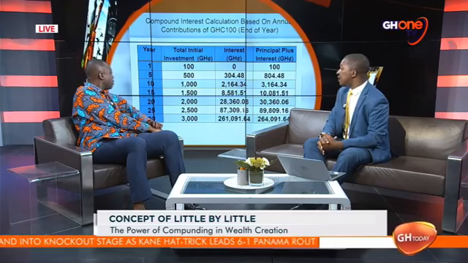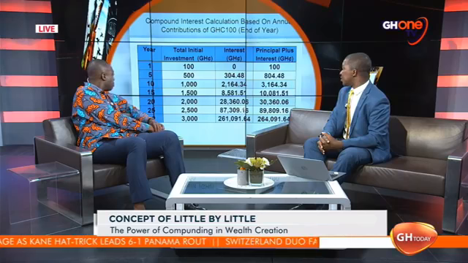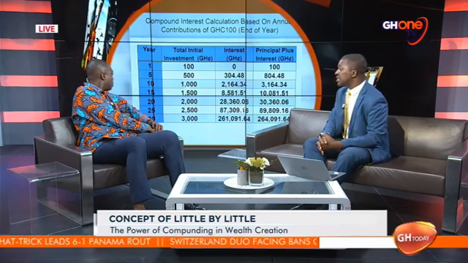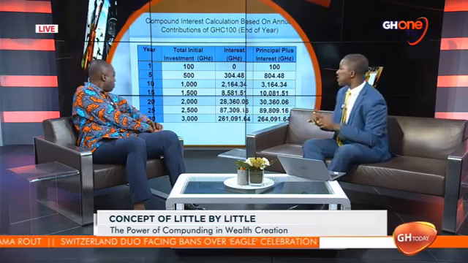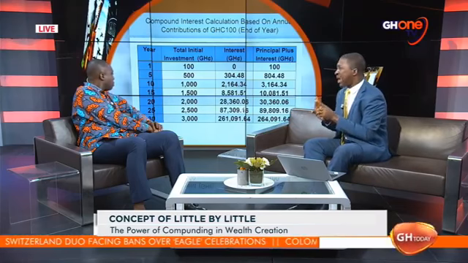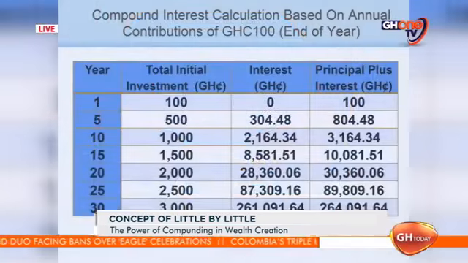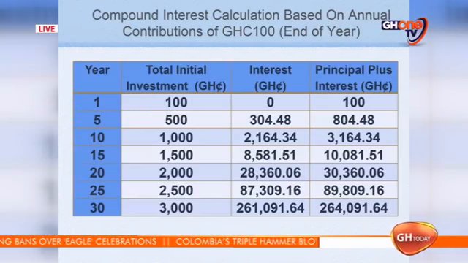In 10 years, we would have invested a total of 1,000 cedis, 100 cedis every year. But that would have made us interest of about 2,100. In year 20, we would have invested a total of 2,000 cedis. But that 2,000 would have made us interest of 28,000. Now let's shift to year 30. And if you're a student watching us, in secondary school or university, you don't have any excuse. By the time you are 50 or 60 years, you must be a millionaire.